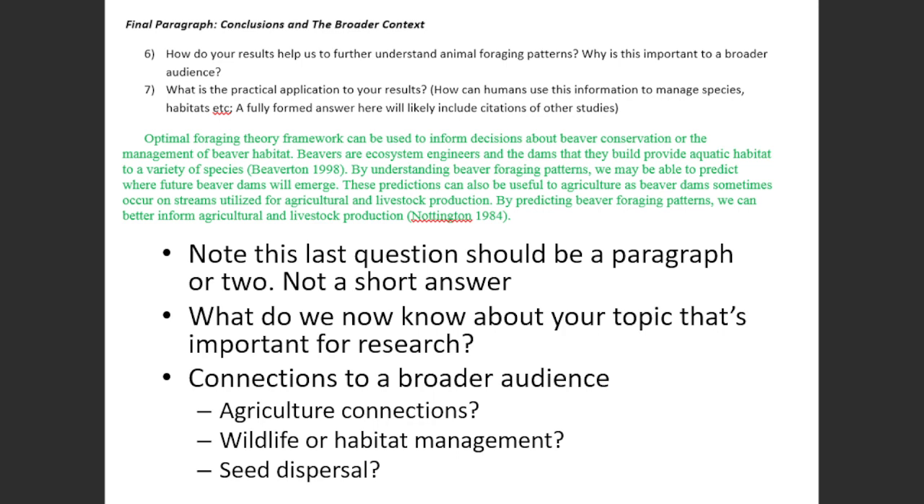So question 7, so how could this information be useful? You want to be able to connect your research and why you're doing it to your readers and a broader audience. So what do we know about your topic that's important for research? Broader implications to a broader audience. So maybe it's agricultural connections, wildlife or habitat management, or maybe seed dispersal. Just come up with a few ideas of how this information could affect your readers.